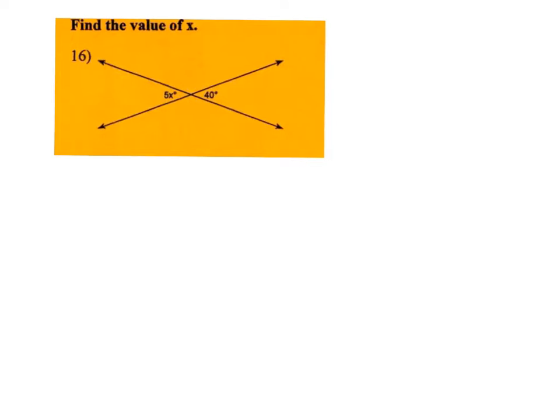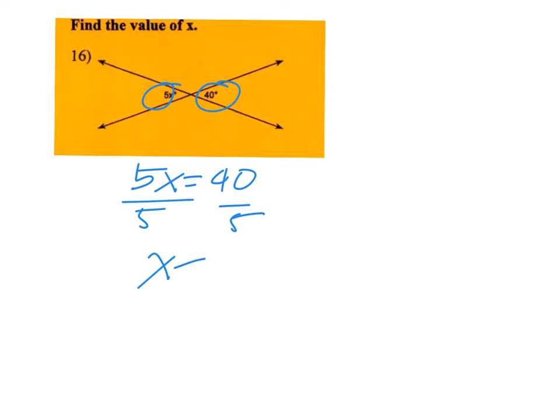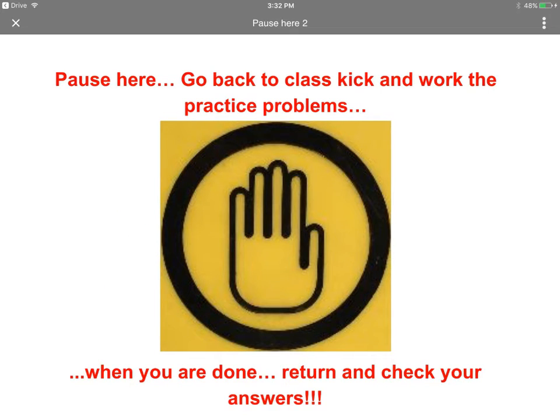We saw ones like this the other day. You have to use your knowledge of the vocabulary, right, of angle equality to solve this. Well, we know that this angle and this angle are vertical, so they're equal. So that means that 5x equals 40. You're just going to solve for x. Now it's just an algebra equation. So divide by 5, and x is 8. So that's what we're looking for there. Head into class kick and work a few, and come back and check.